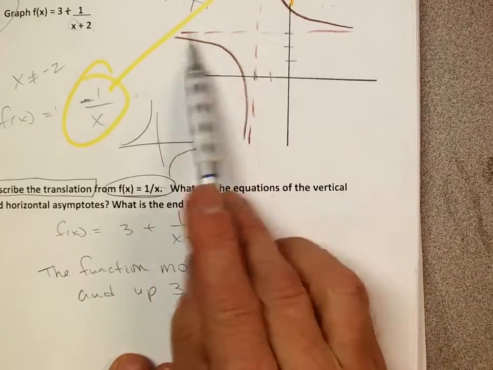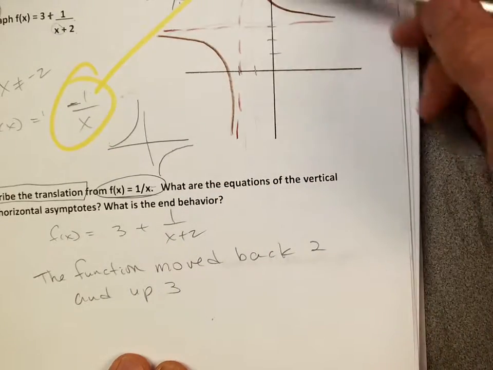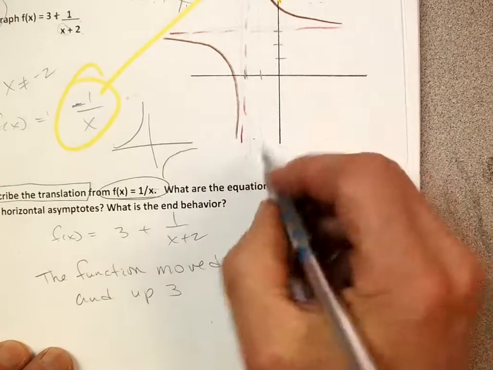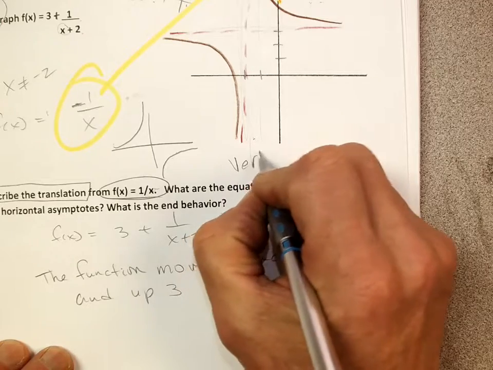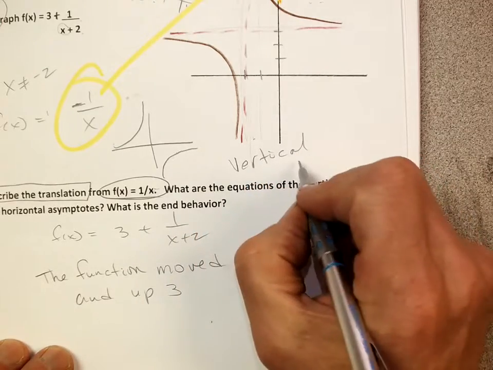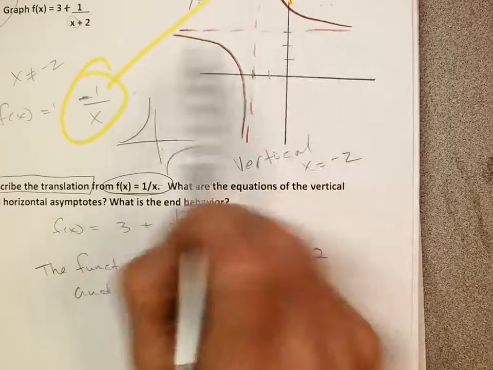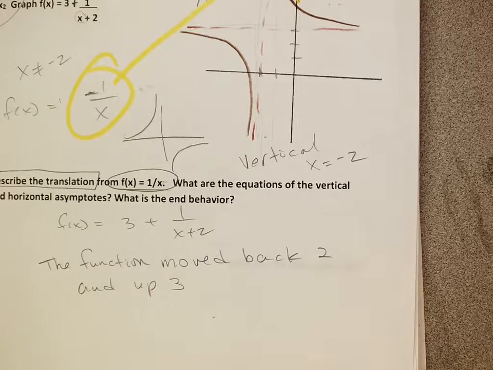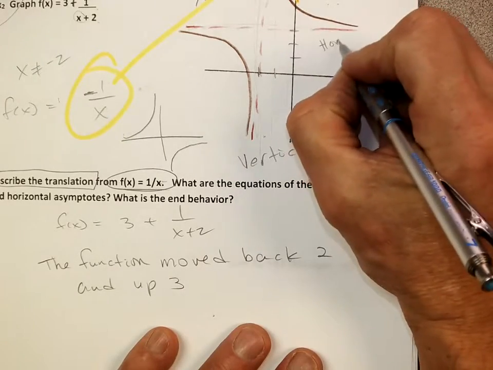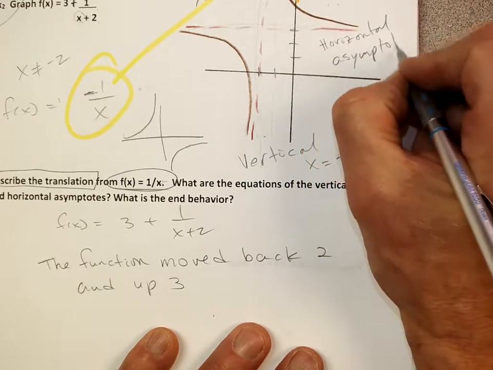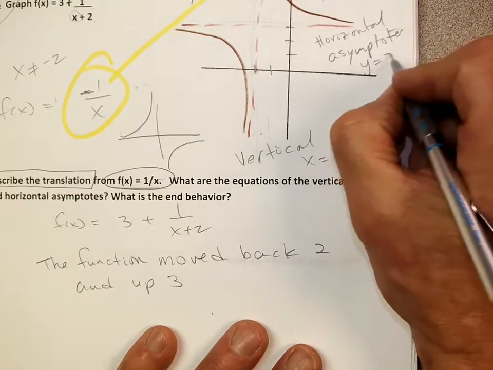Now, the vertical asymptote, the one that goes straight up and down, is an x equals equation. So the vertical asymptote of this one is just the equation x equals -2, right? If you had to graph that line that goes straight up and down, that's x equals -2. You guys remember graphing those? Yeah, and then what's the equation of the horizontal asymptote? Yeah, it's just y equals 3. So this horizontal one is simply going to be y equals 3.